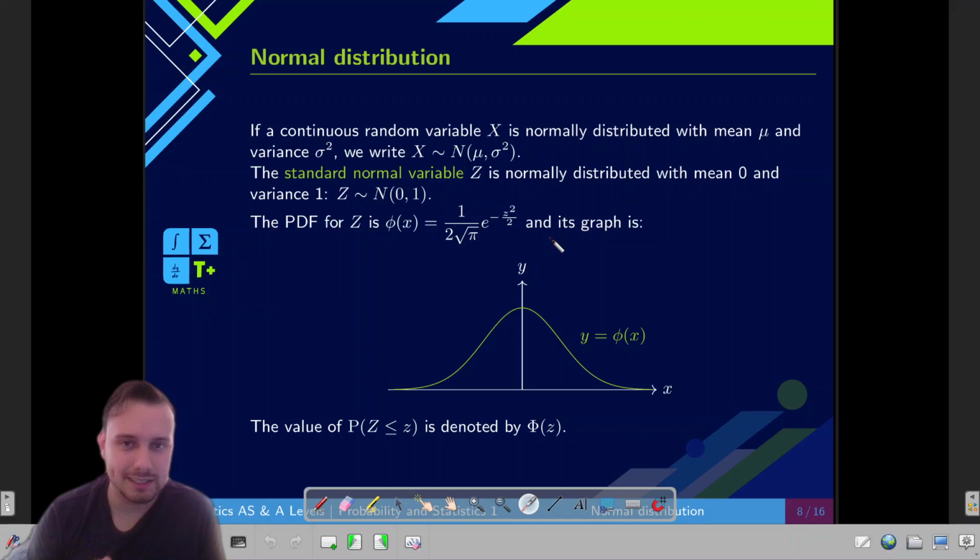You're not going to be using that, but you can see that it is an exponential with a negative squared power and then some pi appearing over there. And this is how it looks. We usually call it the Gauss bell. And we're going to be focusing mainly on our phi values.